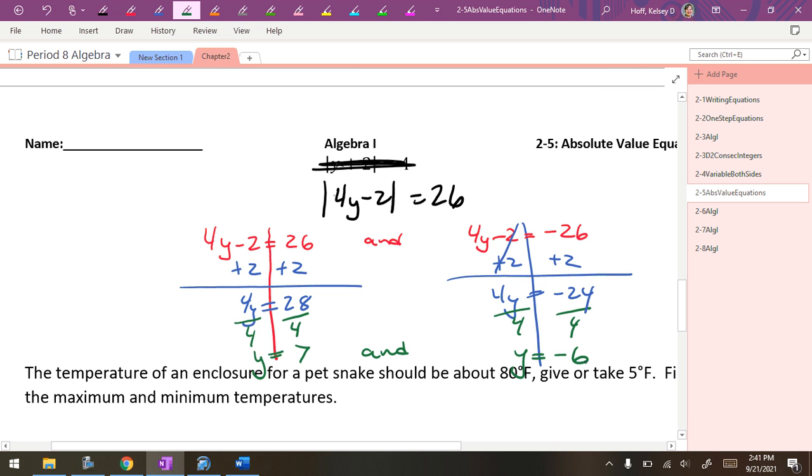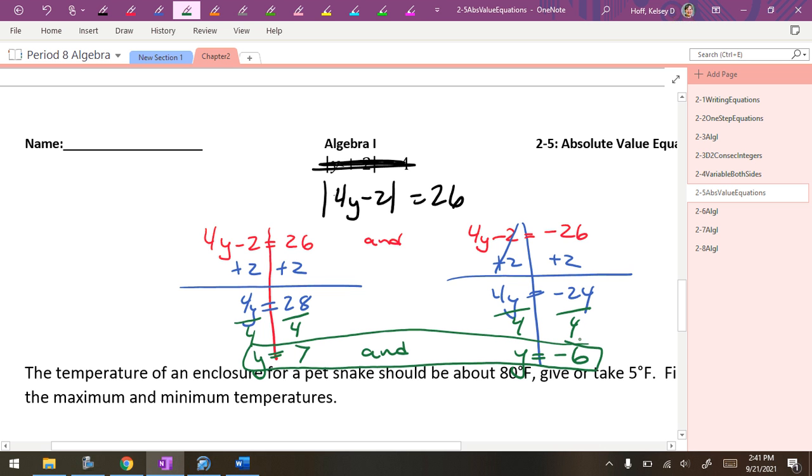Plug in 7. 4 times 7, 28 minus 2. The absolute value of 26? 26. Good. -6. 4 times -6, -24 minus 2. The absolute value of a -26? 26. So this one works.